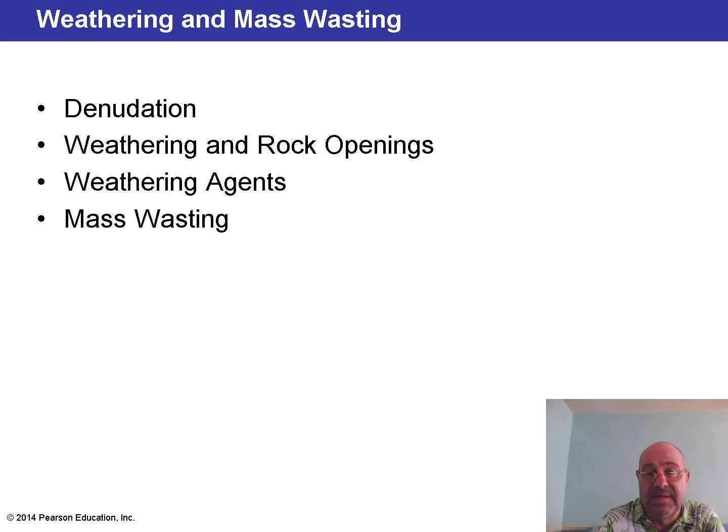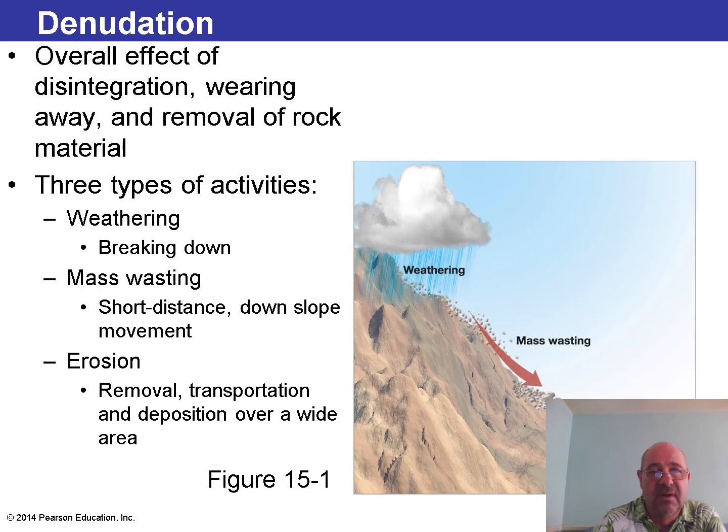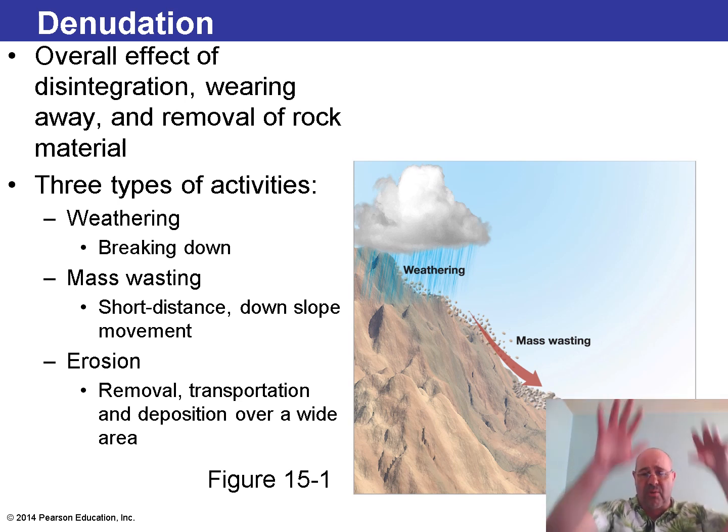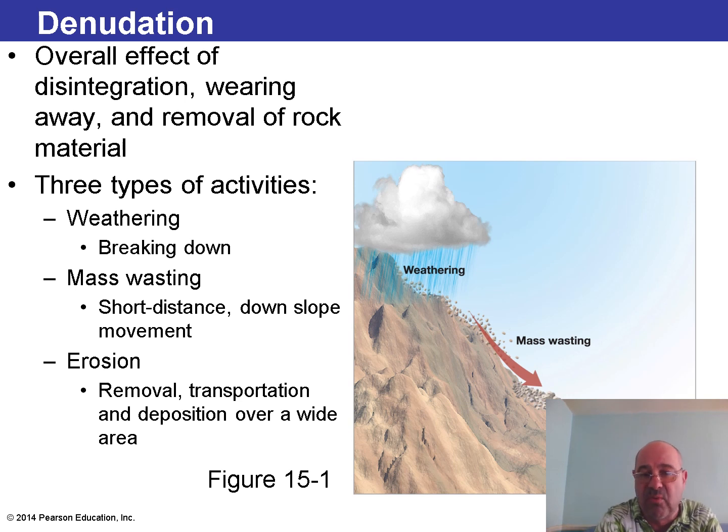Weathering and mass wasting: denudation, weathering, rock openings, weathering agents, and mass wasting. Here we go. Denudation. We've heard that word before, a couple chapters ago. Denudation is the overall lowering of the landscape. It starts out with weathering, breaking those rocks down, and then erosion, and then mass wasting. So there are three types of activity. Weathering, breaking it down. Mass wasting, the short distance downslope movement, going from the top to the bottom.